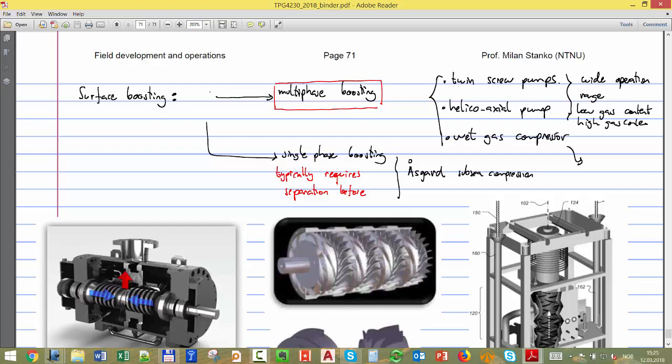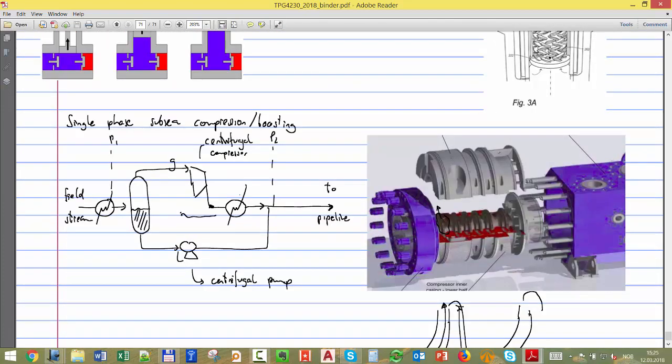Or then you can use another approach, which is, I don't want to go into multi-phase boosting technology, but basically I want to perform single phase boosting with the technology I have today. And for our particular case of Snow White, and you have had many guest lectures about Åsgard, I use the well stream. I have to separate the gas and the liquid, and then I use a compressor for the gas, and a pump for the liquid, and then I just mix them.